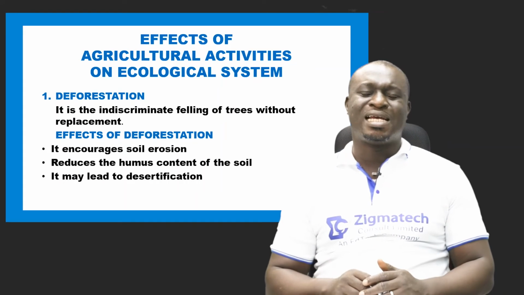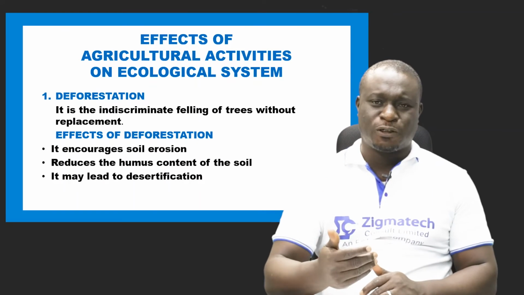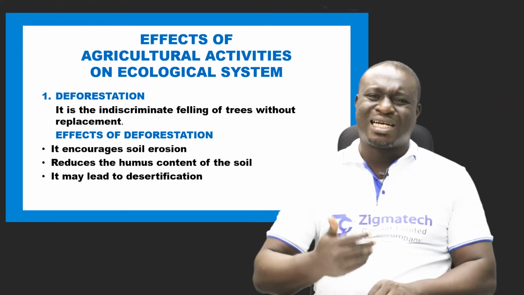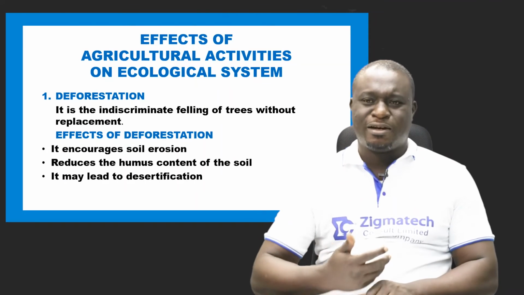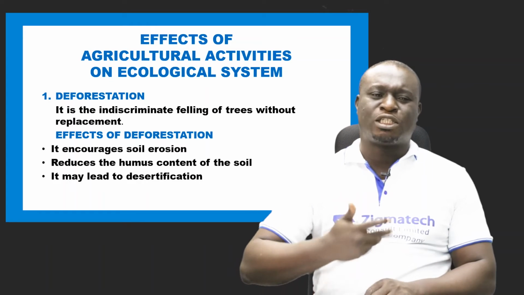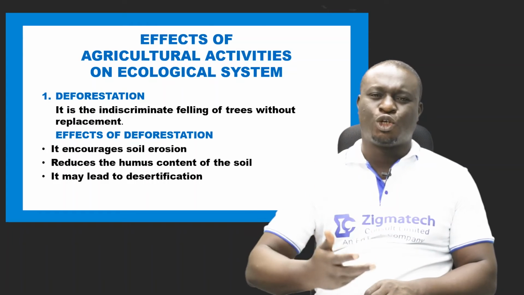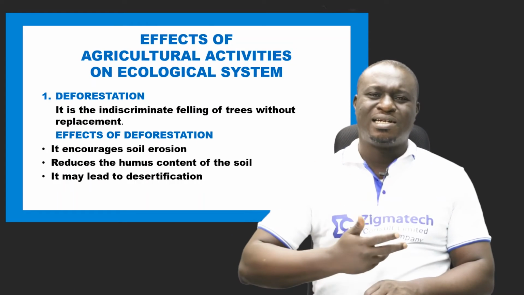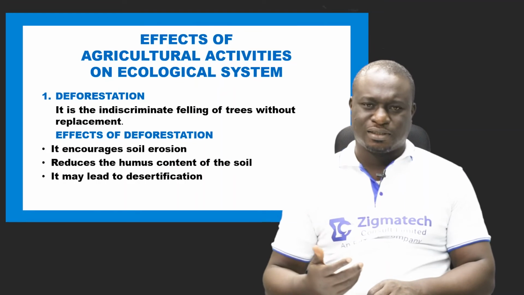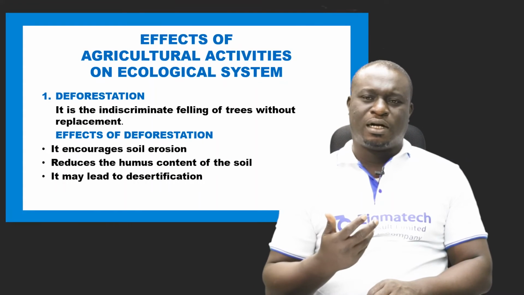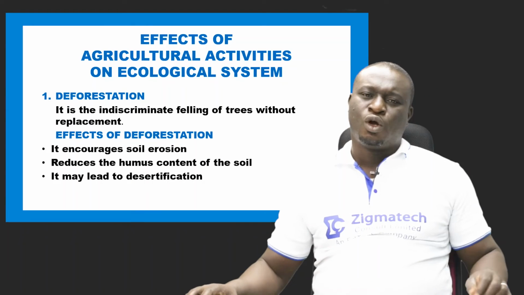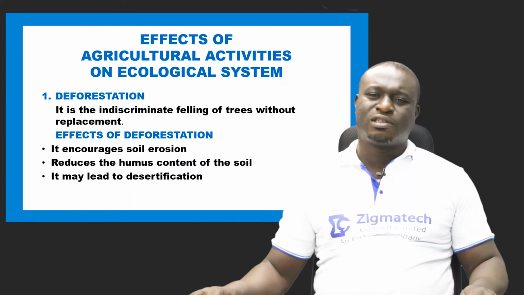Number 3 is that it may lead to desertification. It simply means that deforestation brings about desert encroachment. So if in a particular place deforestation is high, there is every tendency that in no distant time that place can become a desert. All right. So that is the number 3 effect of deforestation on the ecological system.